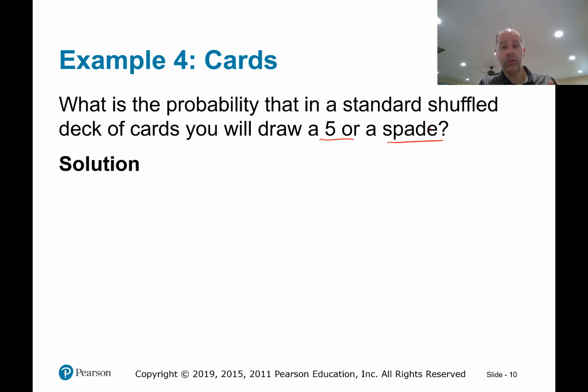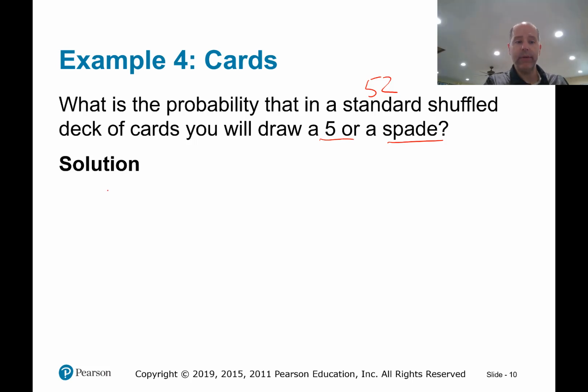There are 4 suits, 52 cards in a standard deck. That's one thing you may not know. Okay. And there are 4 suits. So 13 cards for each suit adds up to 52. Okay. So there are 4 5s, but there is also a 5 of spades. So these are not mutually exclusive events.